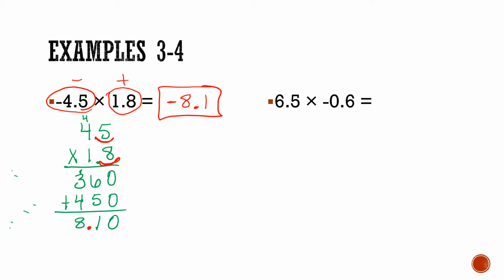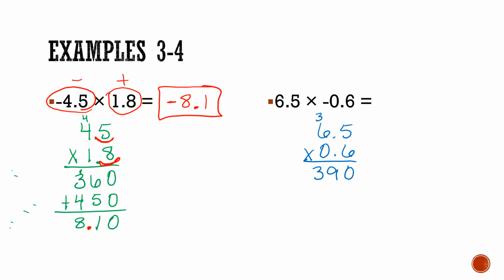Go ahead and pause your video and try example 4. We have 6.5 multiplied by 0.6. 6 times 5 is 30, so 0, we're going to carry our 3. 6 times 6 is 36, plus 3 makes 39. And again, since we've got a 0 in the ones place, there's no sense in multiplying everything by 0 because it's just going to give you the same thing again.